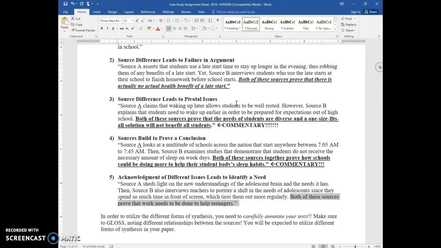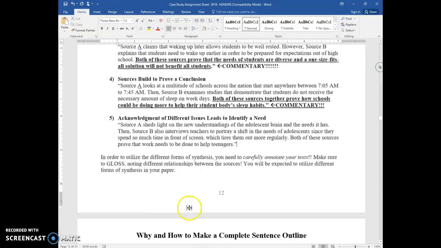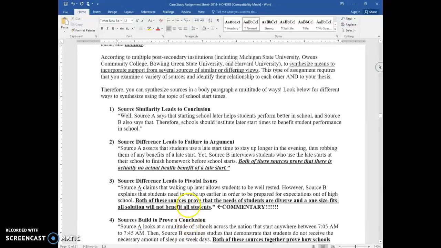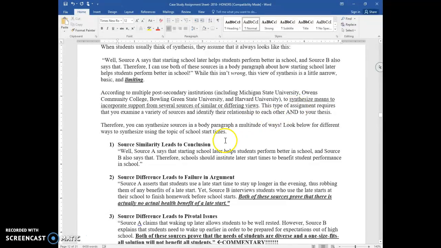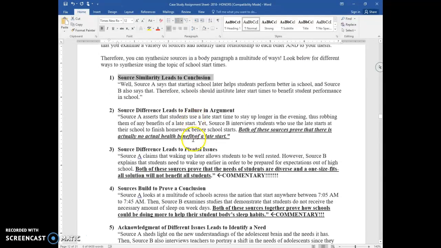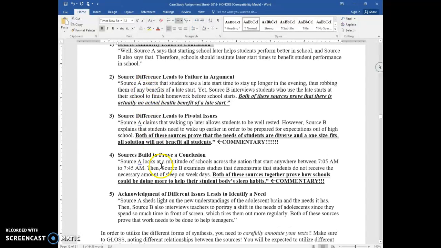And I could make that connection to start times, right? So my next paragraph might be, this is why start times are important. What I'm trying to do is show you the different relationships that articles have with each other. They will not always say the exact same thing, all right? So perhaps you're seeing how they relate in different ways, and use this page to help your understanding of how synthesis happens.